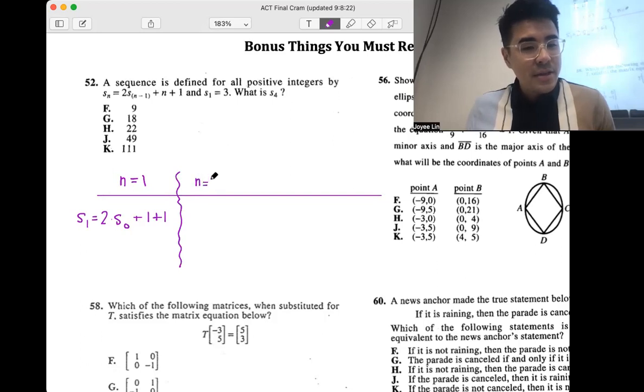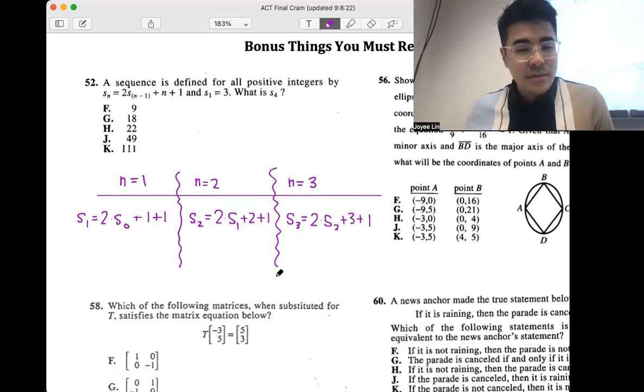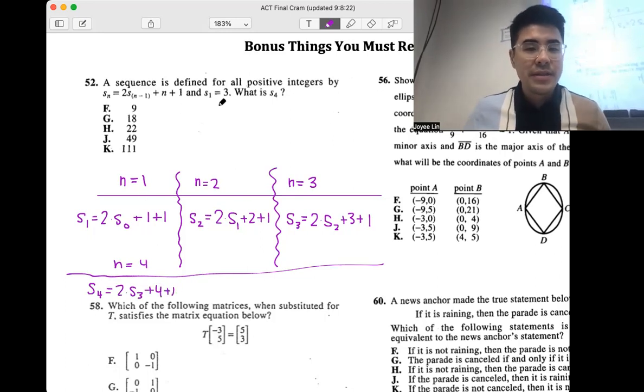What happens when n is equal to 2? S sub 2 is equal to 2 times S sub 1 plus 2 plus 1, right? I plugged in a 2 for every n. And then I just keep going. There's no way of doing this without just keeping on going. Right? 2 times S sub 2 plus 3 plus 1. S sub 4 is equal to 2 times S sub 3 plus 4 plus 1. And literally you just have to go through and plug in, right?